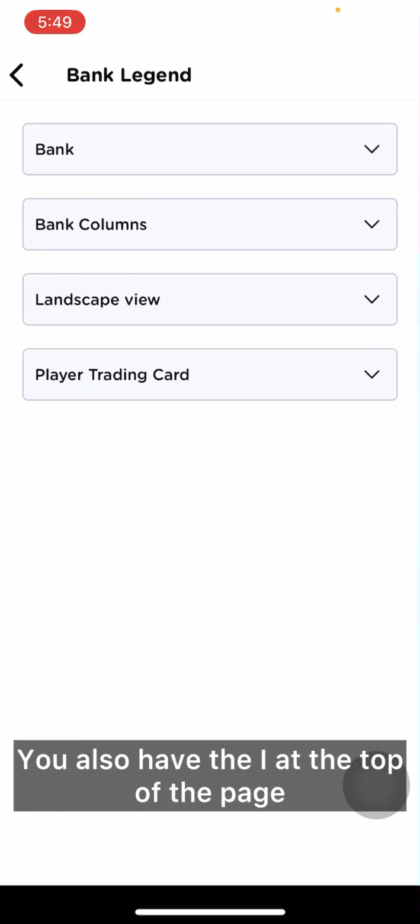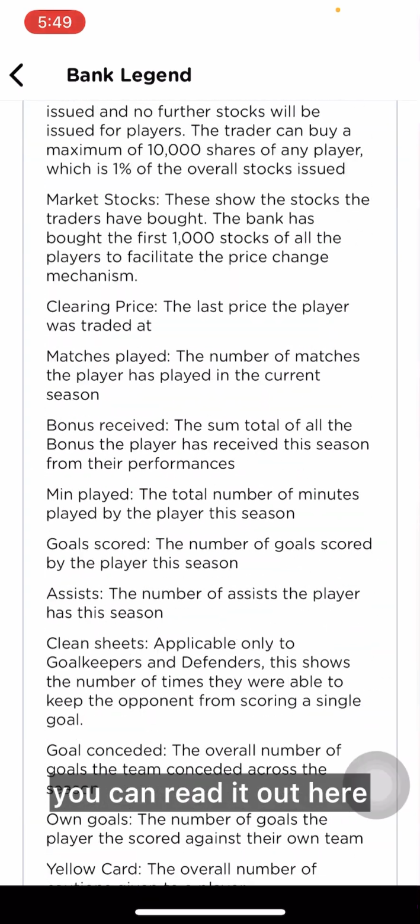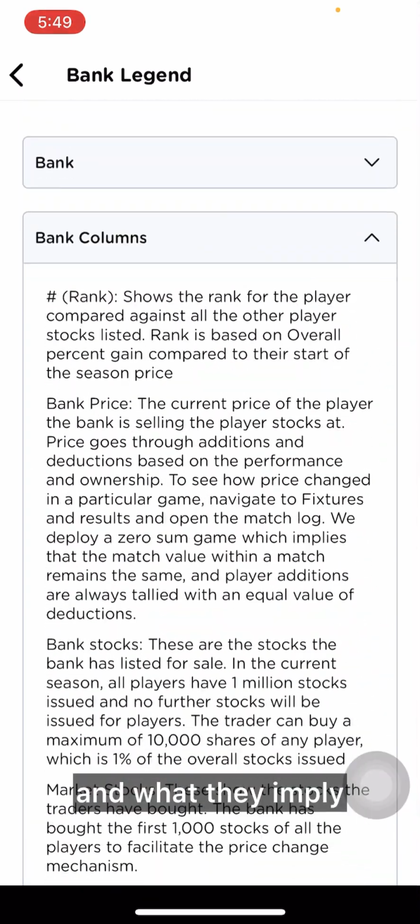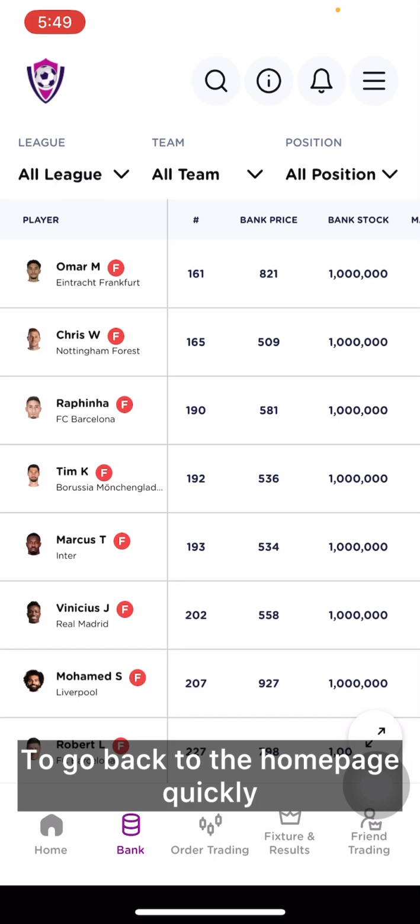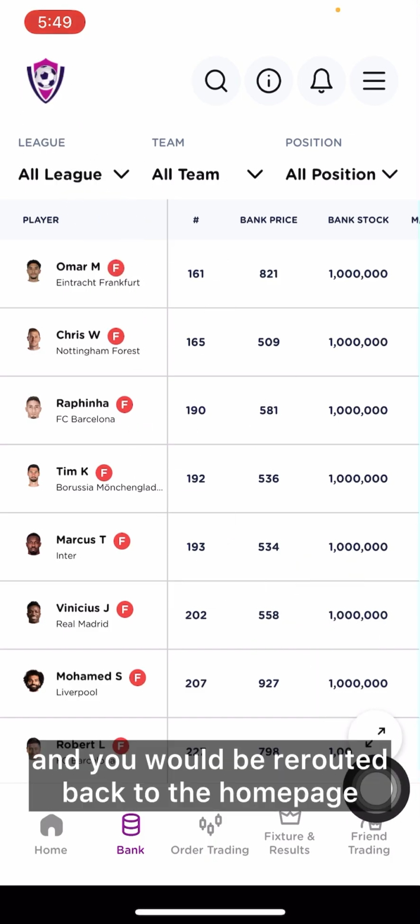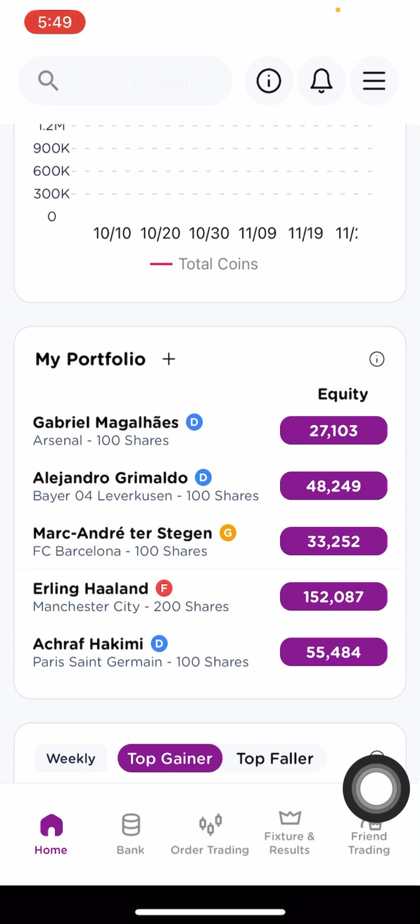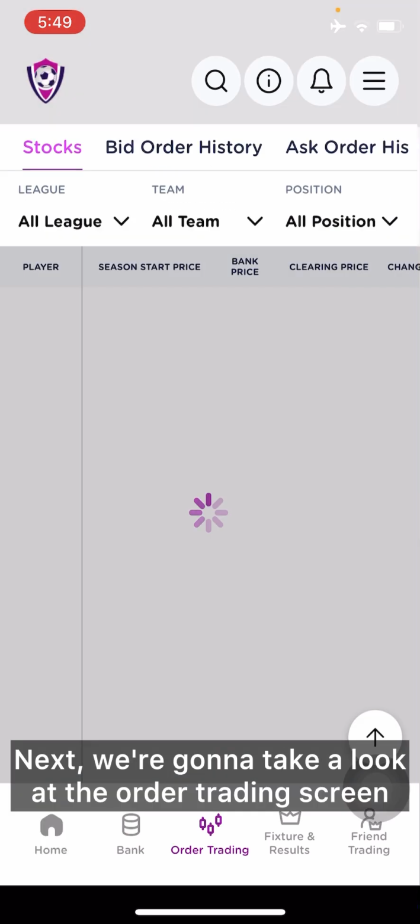You also have the i at the top of the page, so if you wanted to understand what that is, you can read it here, along with all of the columns and what they imply. The same search functionality applies to all of the players. To go back to the home page quickly, you can also click on the logo and you would be rerouted back to the home page. Next, we're going to take a look at the order trading screen.